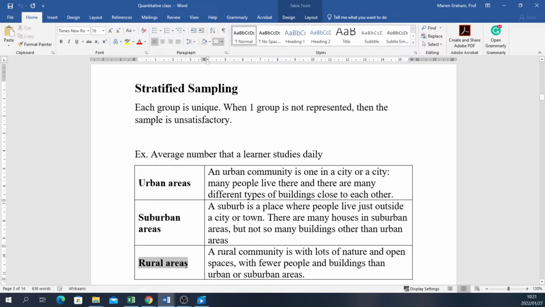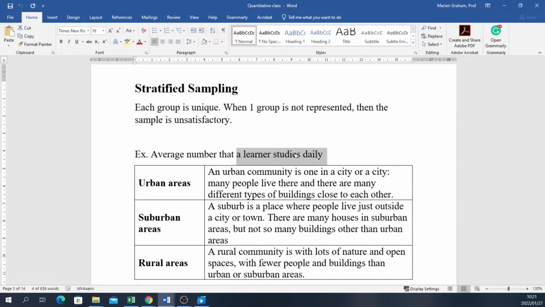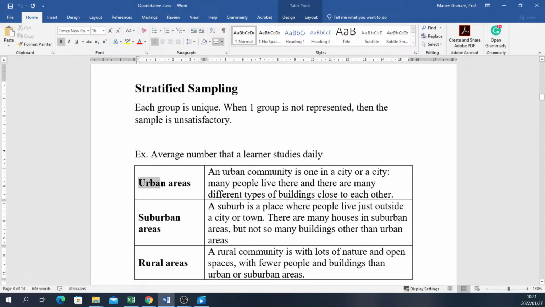Maybe in rural areas, a learner might study less, have fewer hours, because they don't have electricity. So when it's dark, they can't study. Whereas in an urban area, in a city, there's electricity. If it's not load shedding, I have to make that joke. No, but there's electricity, so they can study for longer hours into the evening. But all three groups need to be in your study if you are trying to represent South Africa. So stratified sampling, every single group is important.